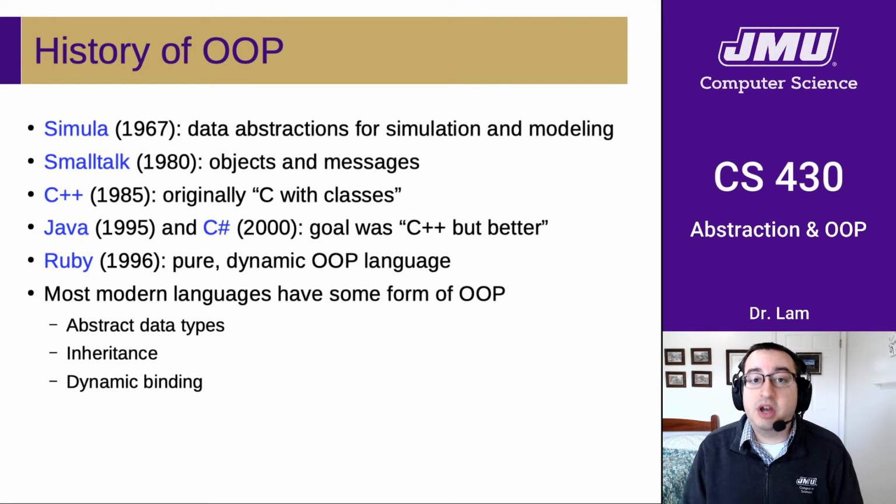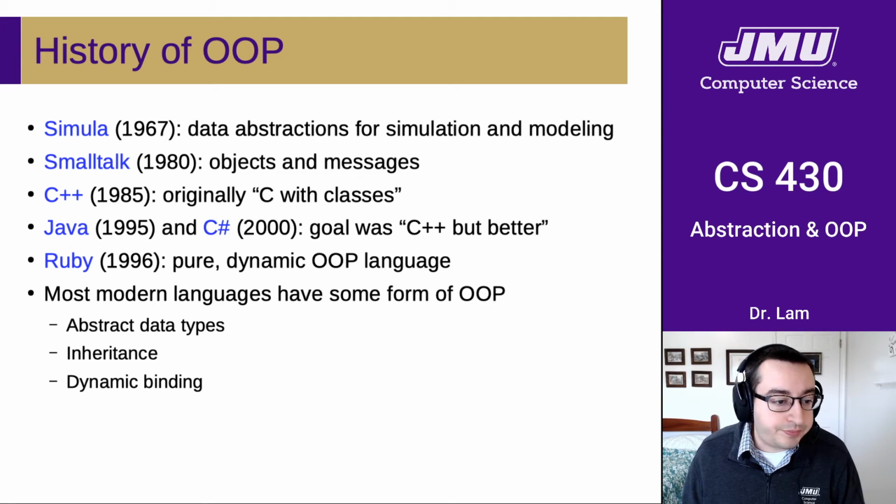And then we talked about Ruby, which is interesting in being a pure object-oriented language. Everything is an object. There are no native data types. But most languages now have some form of object-oriented programming, so the support for abstract data types and inheritance and dynamic binding and dynamic dispatch.